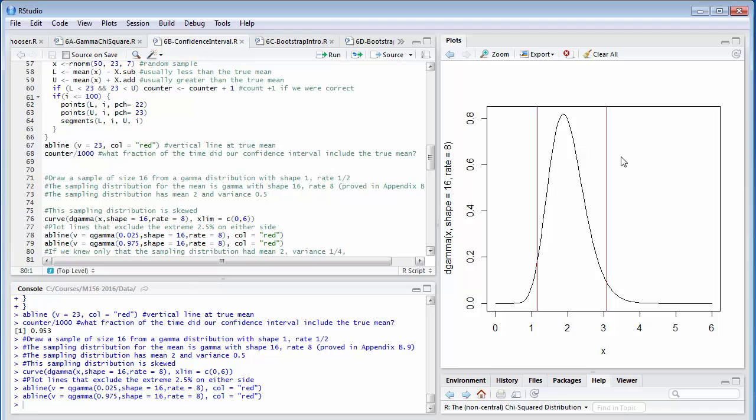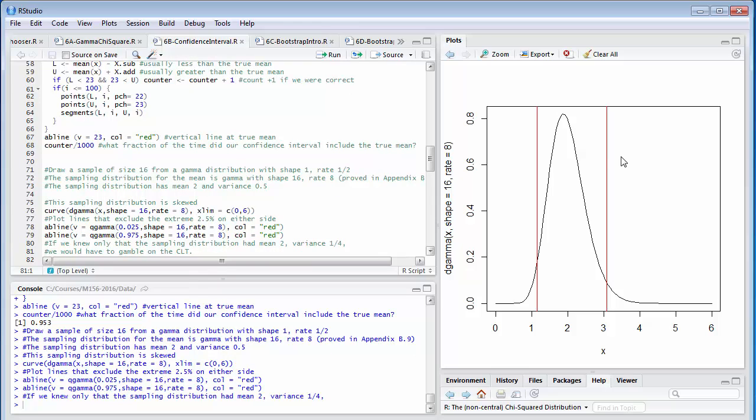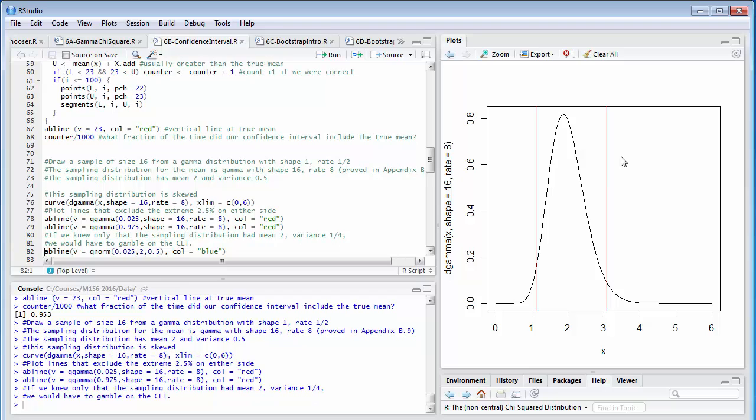Now, if all we knew about this sampling distribution was that it had a mean of 2 and a variance of 1/4, we'd probably have to gamble on the central limit theorem and use a normal distribution. And this is what lots of folks do. In computing confidence intervals, they say, I don't know anything else. I'll assume a normal distribution. Maybe I'll luck out. But in this case, we can certainly do better because we know the actual sampling distribution.